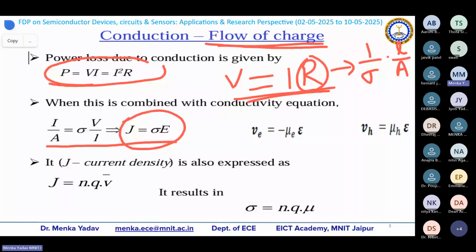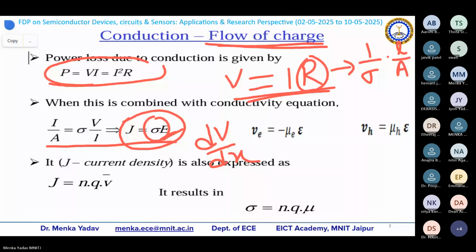J is equal to sigma E, where J is the current density, sigma is the conductivity, and E is the electric field applied. What is electric field? If you have the potential V, then dV by dx or dV by dl is the electric field applied. Fine. So what is sigma? This sigma comes from here.